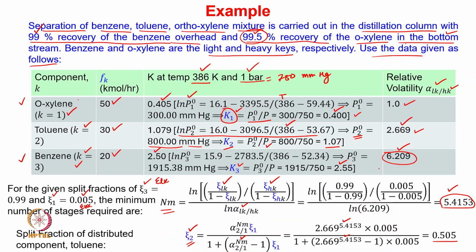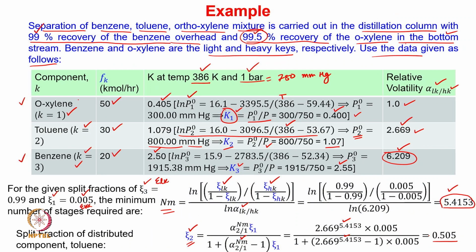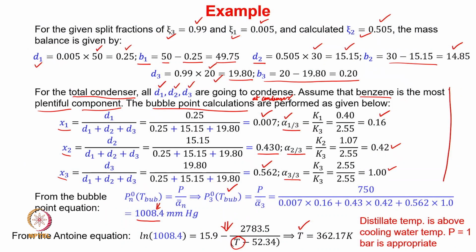And you can see that in this case the temperature comes around 362, which is greater than the cooling water temperature. Okay, so the temperature and the pressure which we have assumed here are okay in terms of the condenser. Now we have to do the calculation with respect to the bottom. Okay, so that we will look at in the next slide.